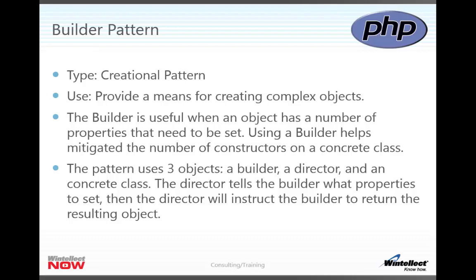So imagine if you had an object that had 10 properties that you needed to set, but say 7 of them were optional properties. And you wanted to have a constructor for every possible permutation of that, well, you'd end up with just a ginormous exponential number of constructors on that particular object.